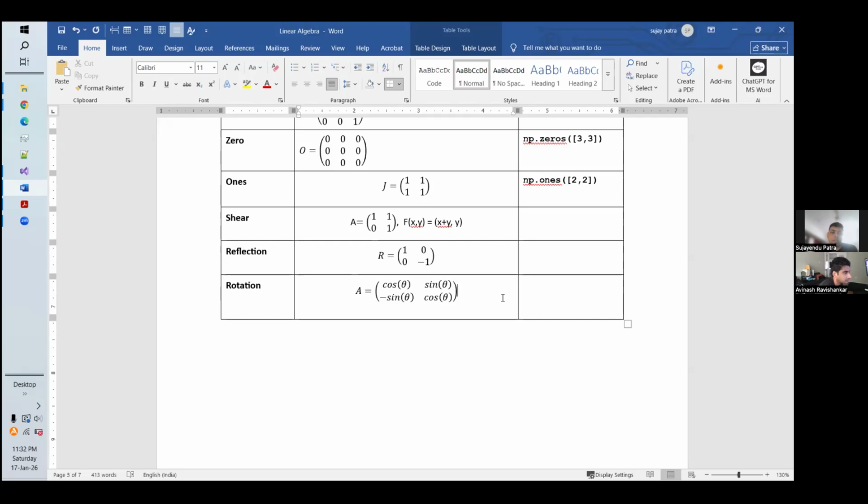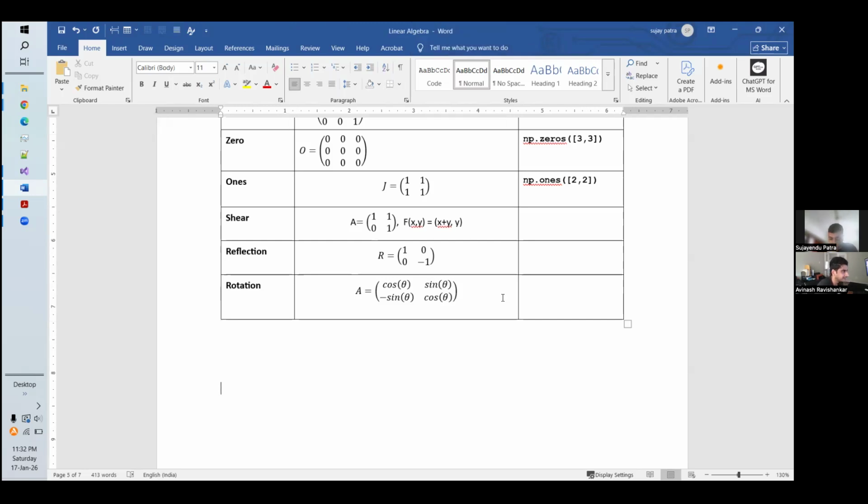So these are rotation matrices in 2 dimensions. There are rotation matrices in 3 dimensions and higher dimensions also. We'll study those. Those are called orthogonal matrices, but they don't have a nice formula.